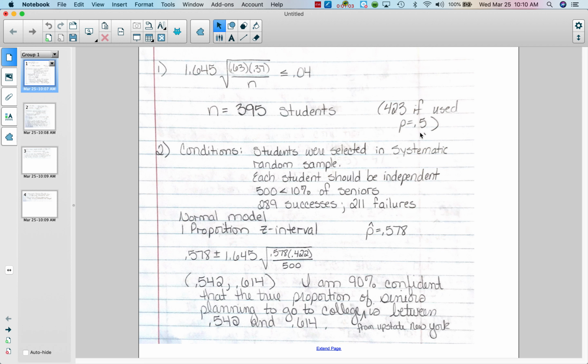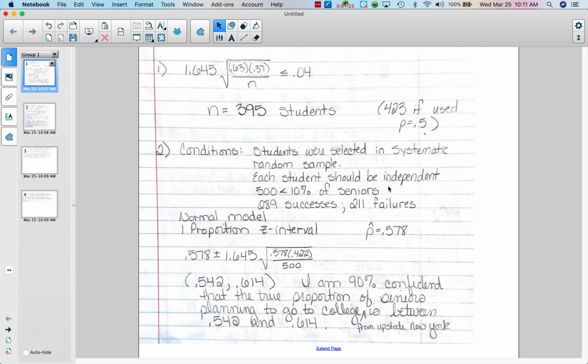So for 90% confidence, we have to start by checking our conditions. We were told that the students were selected in a systematic random sample. Because it's random, each student should be independent of each other. For the sample size, we're not using the one up here, we're using what they gave us in problem 2. 500 is less than 10% of all seniors.